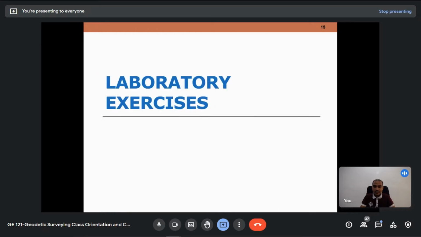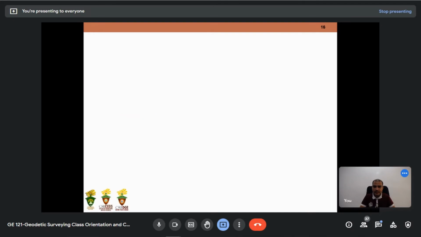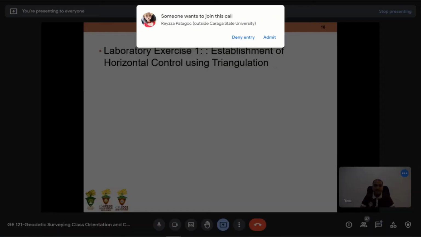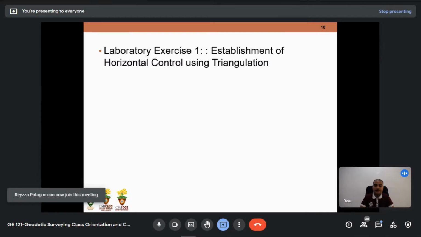Then let's go to the laboratory exercises. For laboratory exercises, we have I think 6 laboratory exercises for this subject. First is the establishment of horizontal control using triangulation. So lab 1, you will do triangulation.